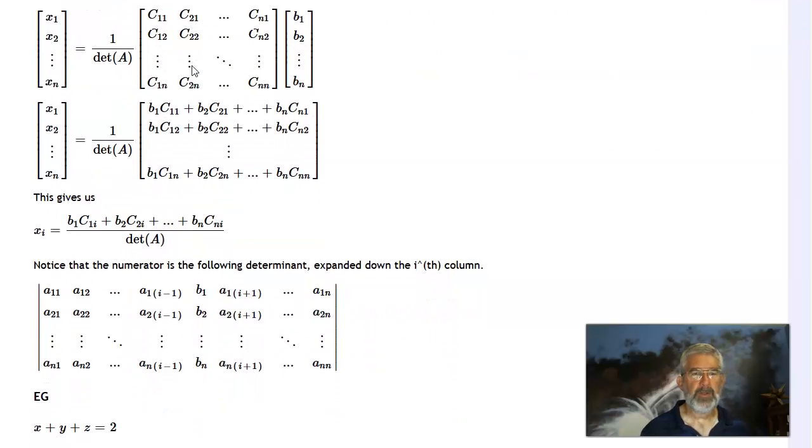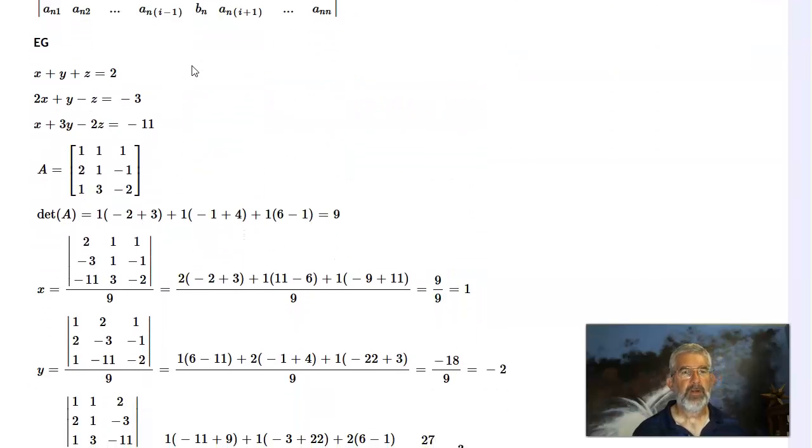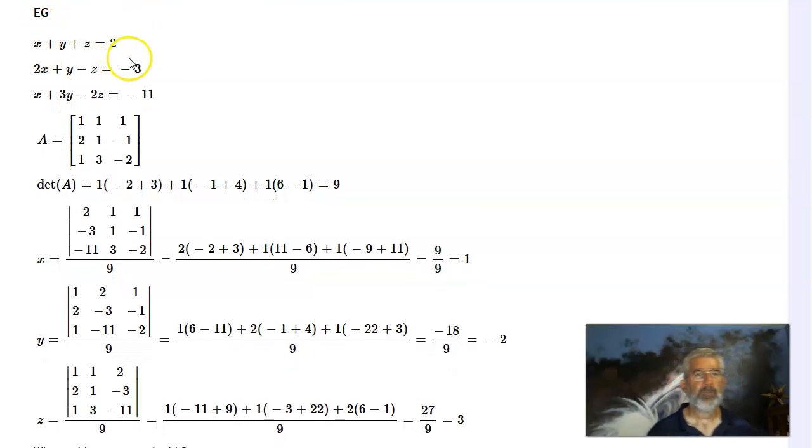All right, let's do an example here to see this in action. So here's a 3 by 3 system. x plus y plus z equals 2, 2x plus y minus z equals minus 3, and x plus 3y minus 2z equals negative 11. The coefficient matrix is A. It's 1, 1, 1, 2, 1, minus 1, 1, 3, minus 2. That's just grabbing the coefficients in front of the variables on this side. And I can look at the determinant of that, and I find that it's equal to 9. Okay, so that's not equal to 0, so I know that A is invertible, and I know that there is a unique solution, and according to Cramer's rule, I get it this way.